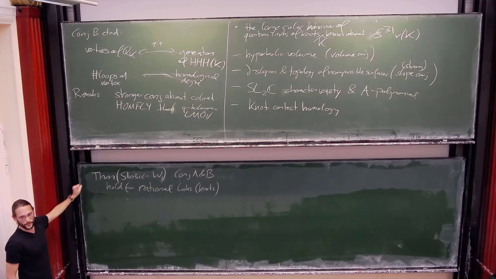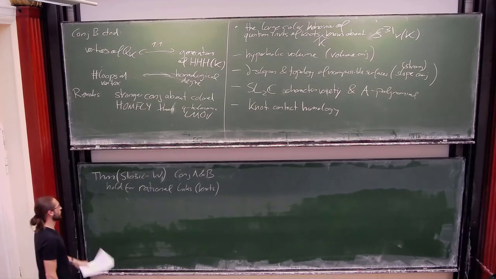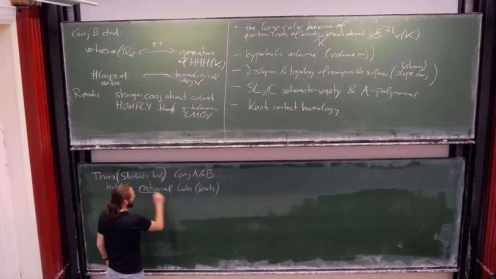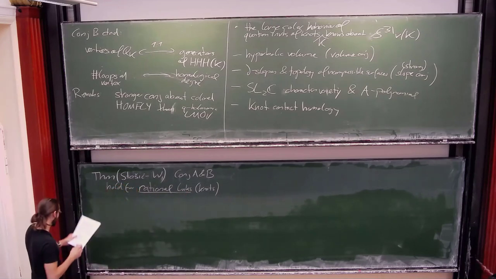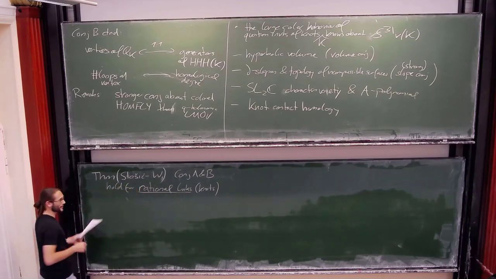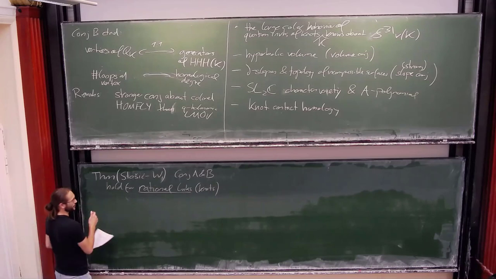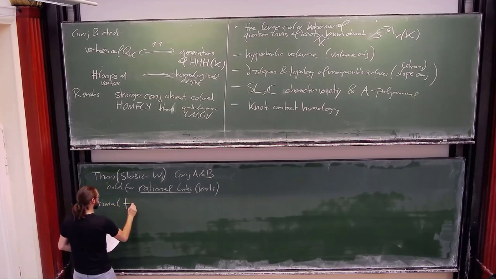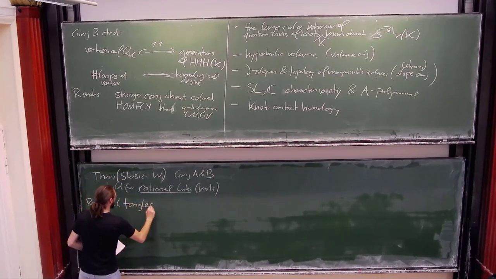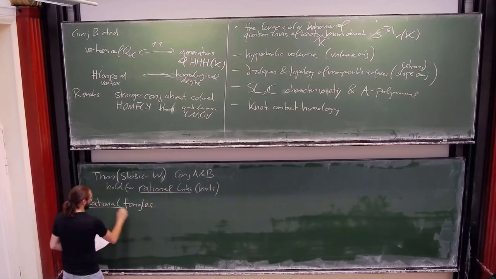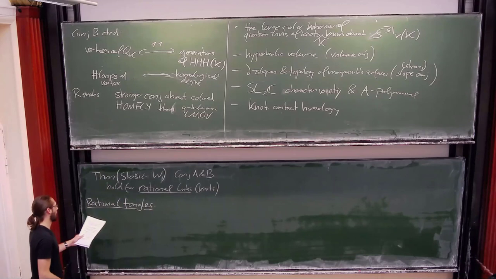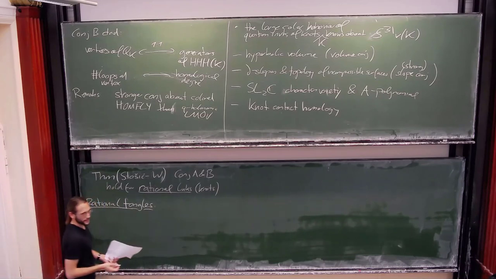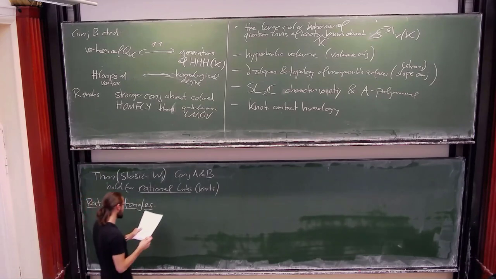So for the rest of the talk, I'd like to talk about the proof of this theorem. So I should at least explain what rational links are. Before explaining what rational links are, I should explain what rational tangles are. So tangles are knot fragments, and rational tangles are particularly simple knot fragments that you can build in the following way.